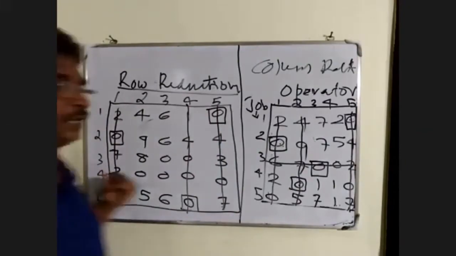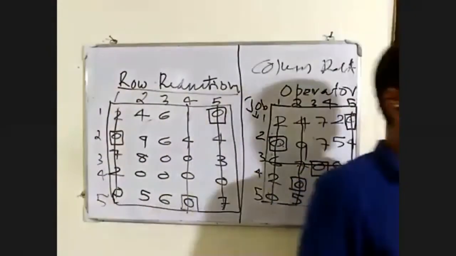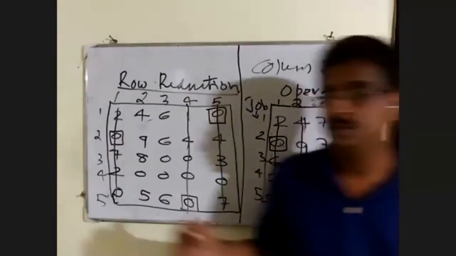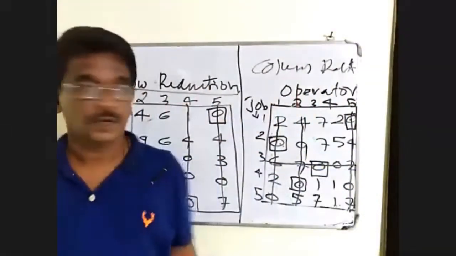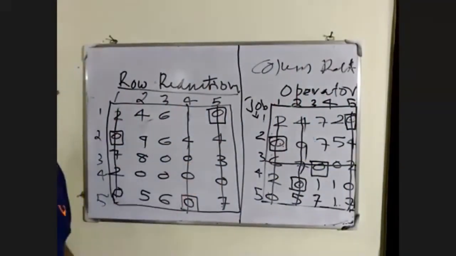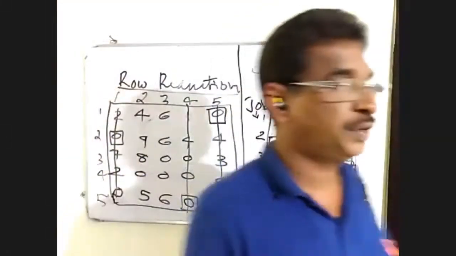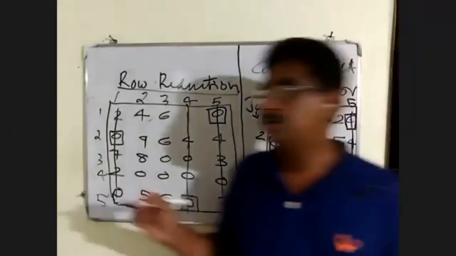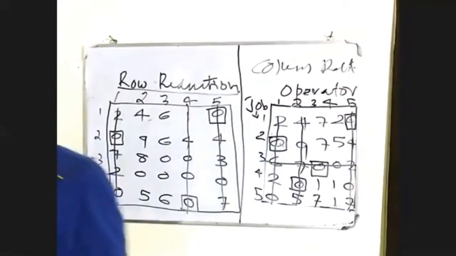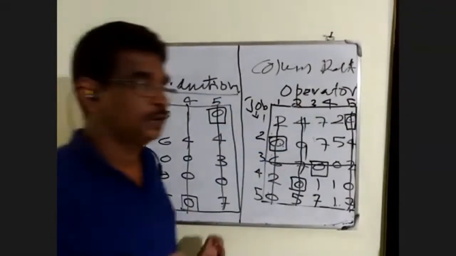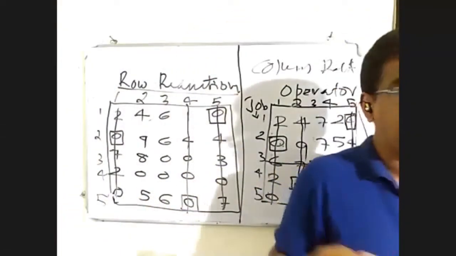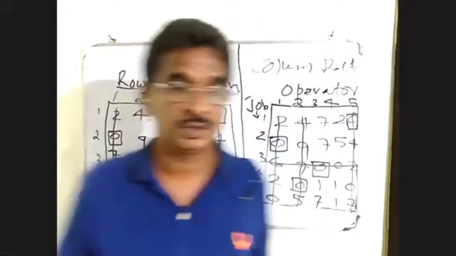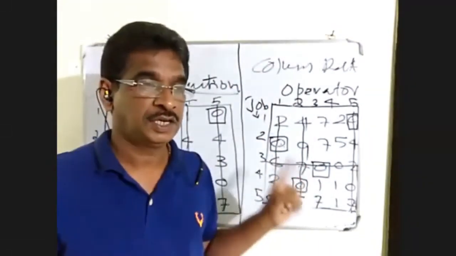Now we have to check whether all the zeros are covered with lines. If you want, you can write: check whether all the zeros are covered with the lines. Here it is not covered.